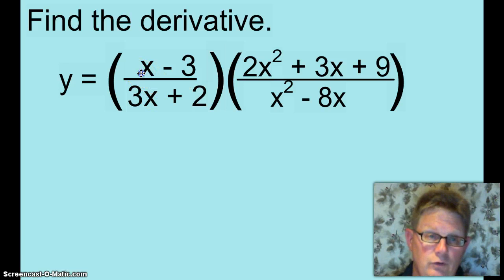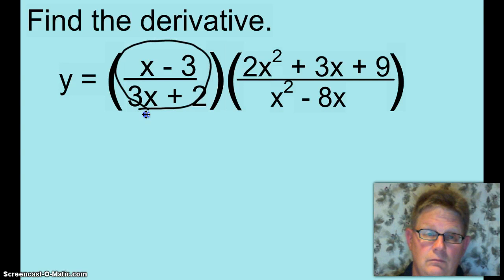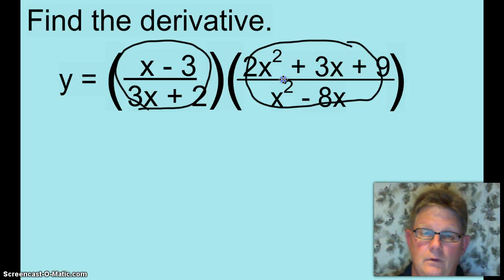So what you're going to do is, product rule says, take the derivative of this, multiply it by that. So you're going to have to use the quotient rule to find the derivative of this, and then just multiply it by this fraction. And then to that you're going to add the product of this function times the derivative of this function, and in order for you to find the derivative of this function, you'll have to use the quotient rule.